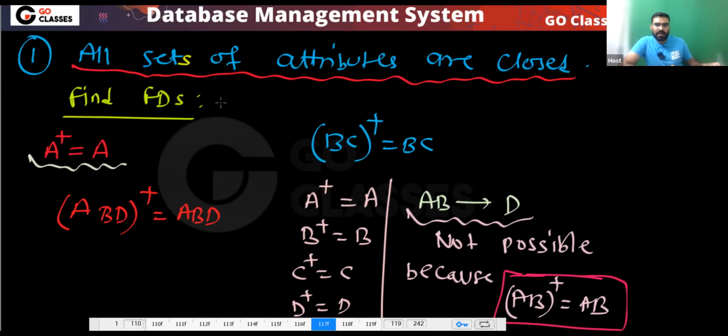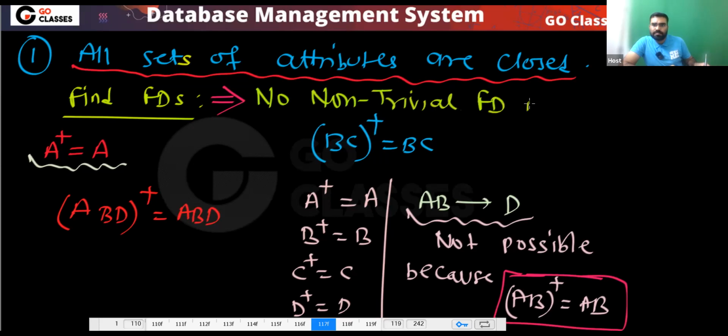So in question number 1, what will be the answer? No non-trivial FD possible, right? There is no non-trivial FD. There is not a single non-trivial FD. We do not have any non-trivial FD.